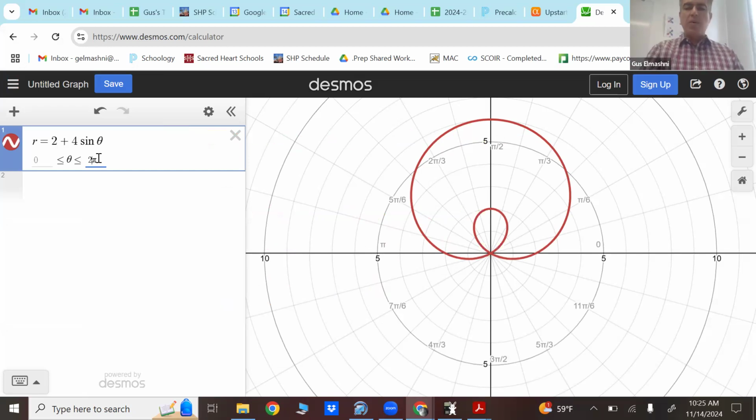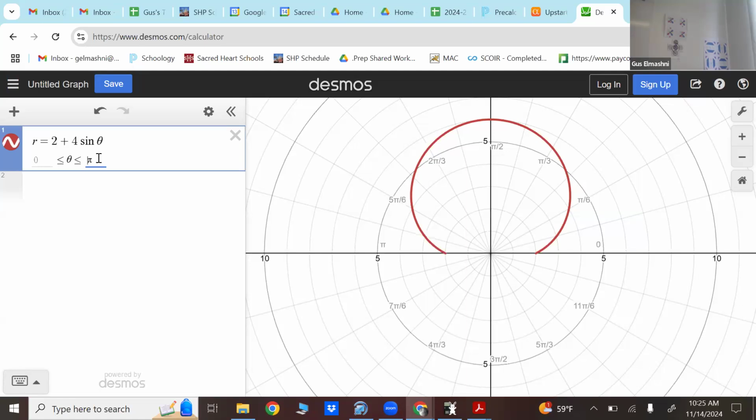Okay, what's actually happening? Think about it. If you go from 0 to pi, if I plug in 0, I should get 2, so I get 2 right here. If I plug in, say, pi over 2, I should get 6, which is up here. If I plug in pi, I should get back to 2 again, and then I stop. I never see this other part where I loop around.